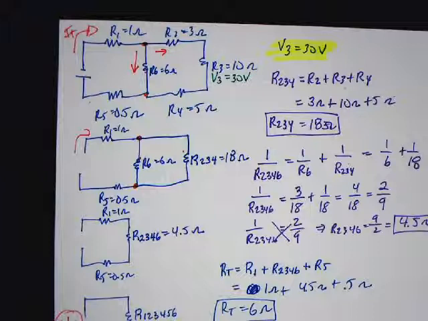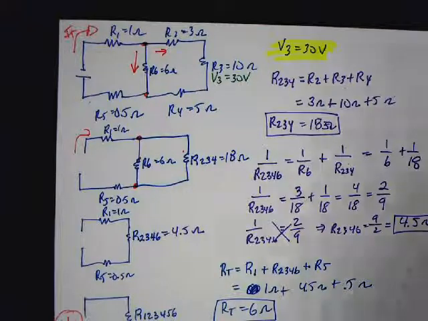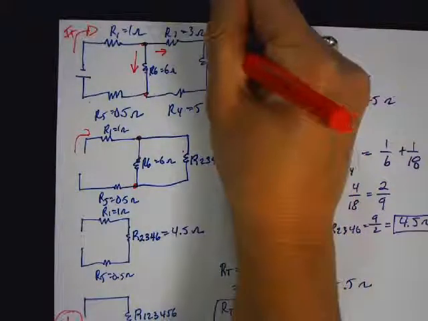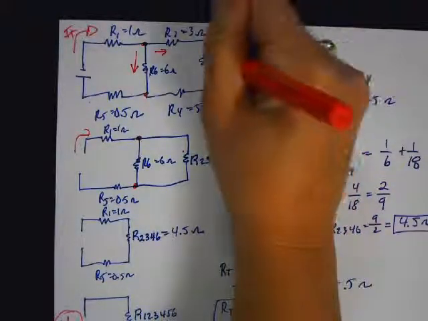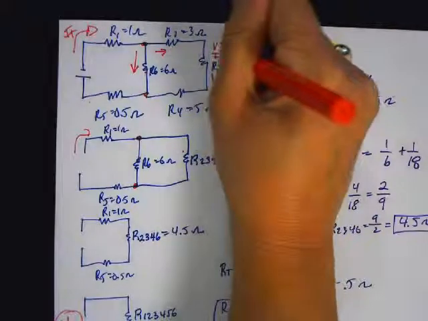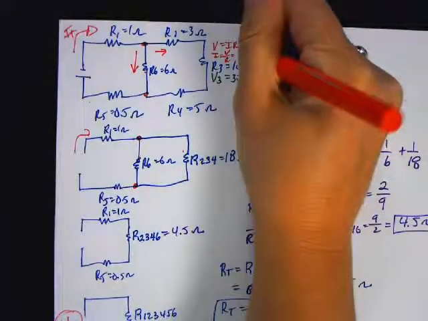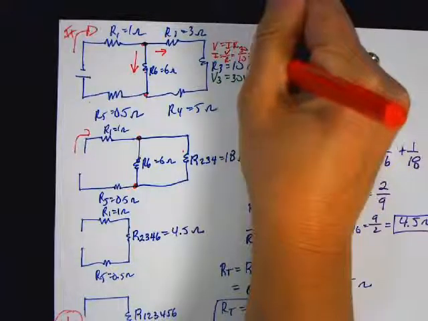So I'm going to go over here and say V3 is equal to 30 volts. Now remember, with Ohm's law, V is equal to IR. If I know two things, can I find a third? Yes. So here, V is equal to IR, I is equal to V over R. So V is 30 divided by 10, so this is 3 amps.